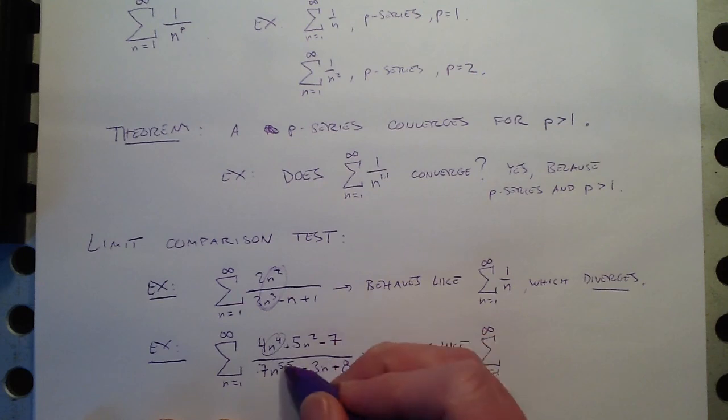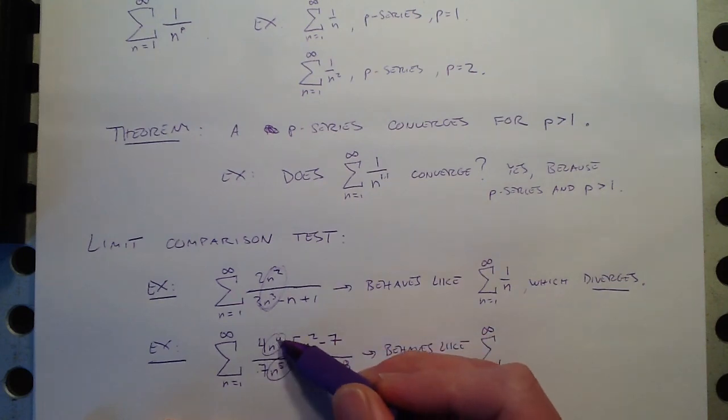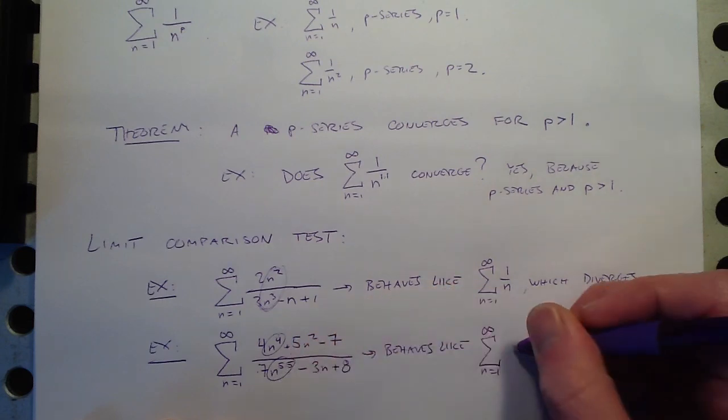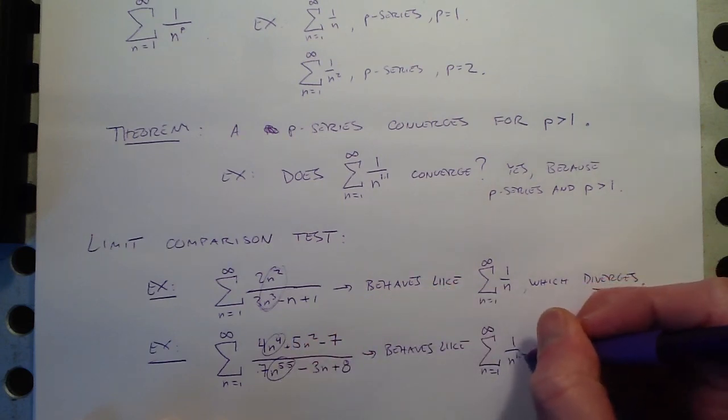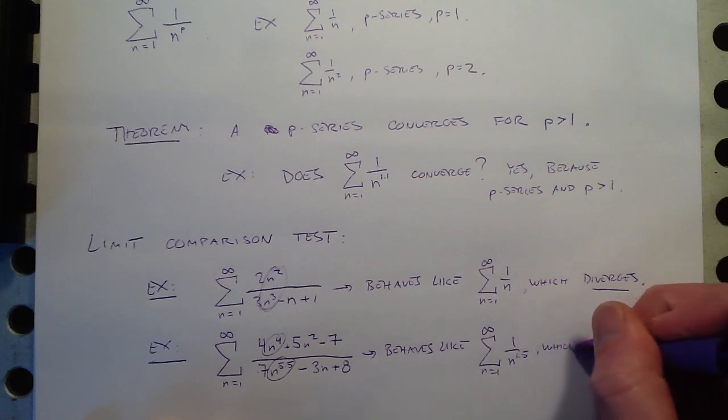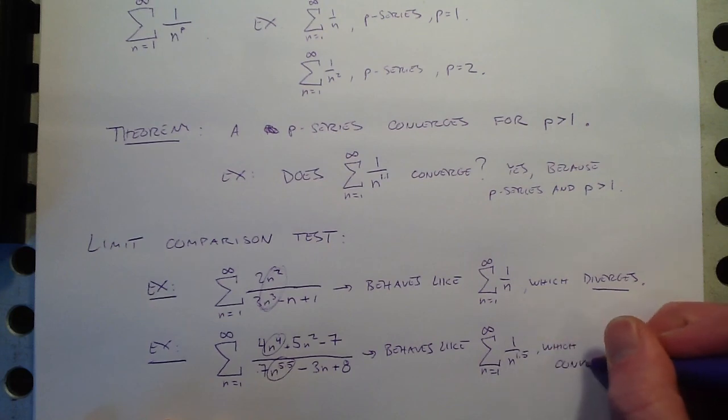Well, the only thing that matters is the highest exponent, top and bottom. n to the 4th over n to the 5.5. There's an extra 1.5 on the bottom. And that's a p-series. And the p is bigger than 1. So it converges.